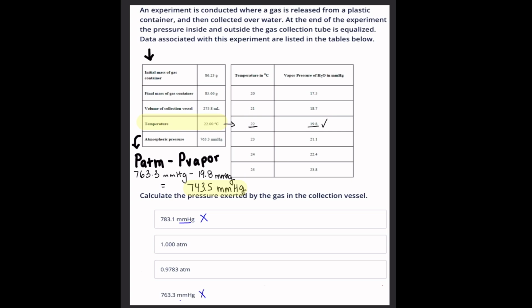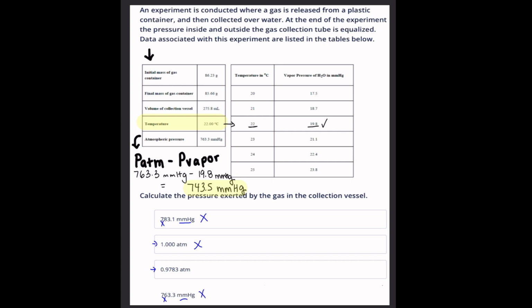I can go ahead and eliminate the first and the last options because we see that they are in the correct units, but the actual values are wrong. That leaves us with these two options here. We can eliminate this option because 1 atmosphere is the standard pressure at Earth's surface, and because we're already subtracting vapor pressure from atmospheric pressure, we know it can't be 1.